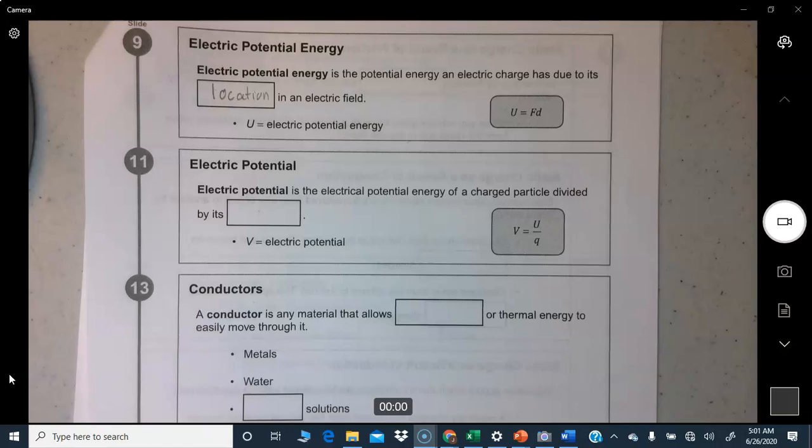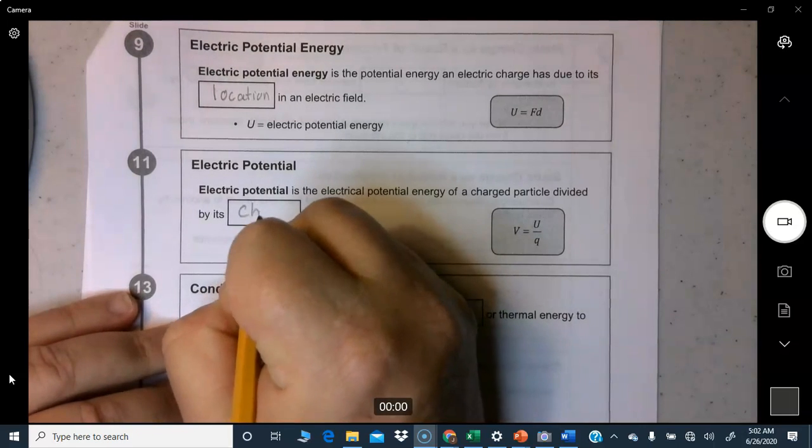In other words, potential energy, what you're really interested in anything in physics, is energy. How much energy do you get out of something? If you take the voltage, that's how much push is being put on the electrons, times the number of electrons, that's the charge, that'll tell you how much energy you're going to get out of electricity. So electric potential is the electrical potential energy of a charged particle divided by its charge.